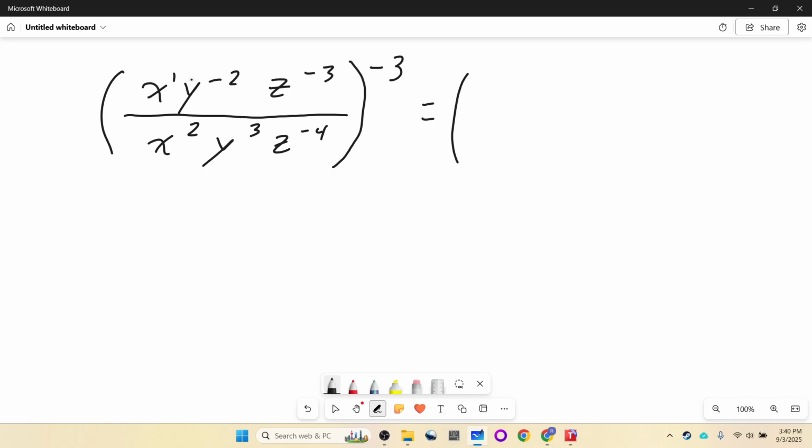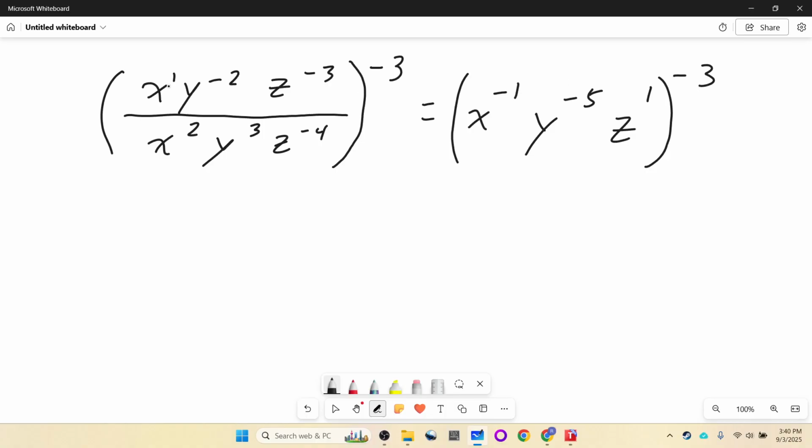So when we're dividing exponents, it's the same as subtraction. So we would get x to the 1 minus 2 would be x to the minus 1. Then y to the negative 2 minus 3 is y to the negative 5. Z to the negative 3 minus negative 4 would be the same as negative 3 plus 4 is 1.